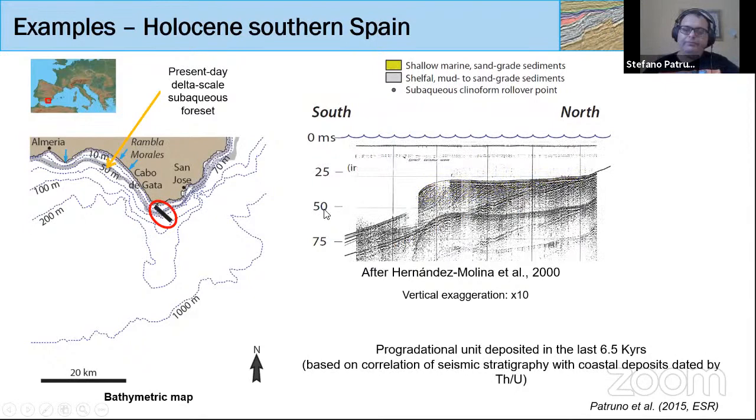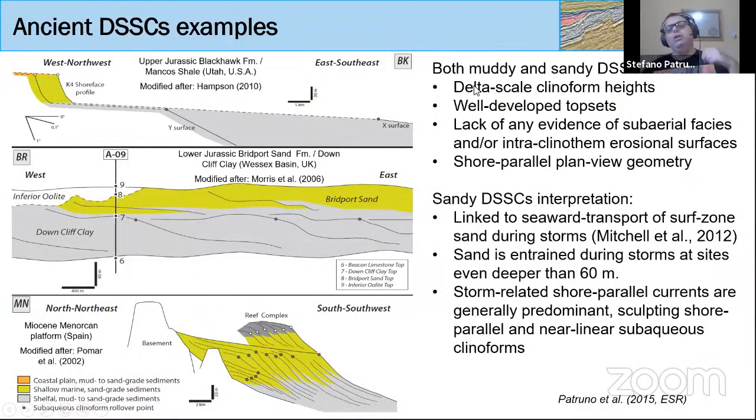Ancient examples. So all the ancient examples they show that can be somehow relatable to subaqueous clinoforms. Delta-scale clinoform heights are necessary. You need to have tens of meters of height. Well-developed topset. The topset needs to be well developed. Why? Because if you lack the topset, you can be looking at a top-truncated shoreline clinoform, right? So you need to make sure that the topset is present and it is marine. If the topset is present and it is marine, you cannot interpret that as a shoreline clinoform.